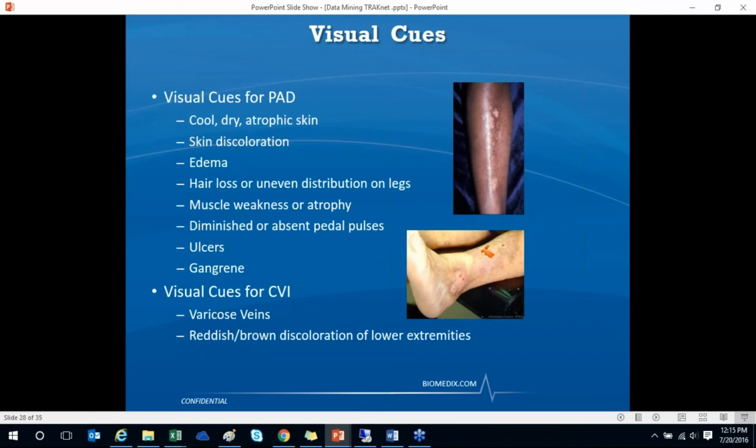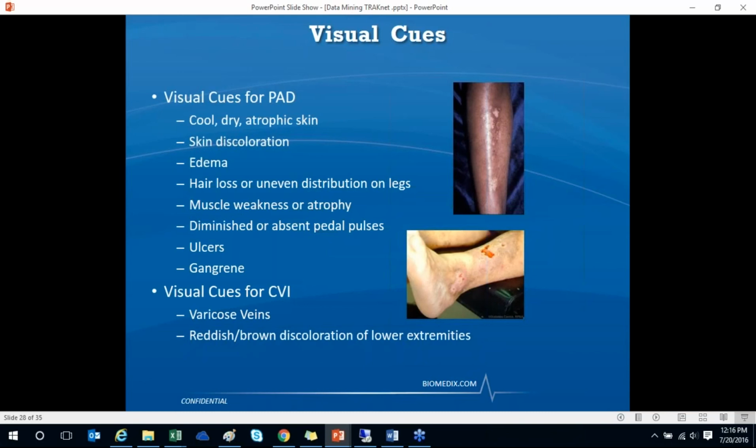In addition to questioning your patient, there are also visual cues that you can look for. Here we have a combination of both primary and secondary indications. Our secondary indications include cool, dry, and atrophic skin, skin discoloration, edema, hair loss, and muscle weakness. All of your patients with secondary indications should be given a questionnaire to be filled out.